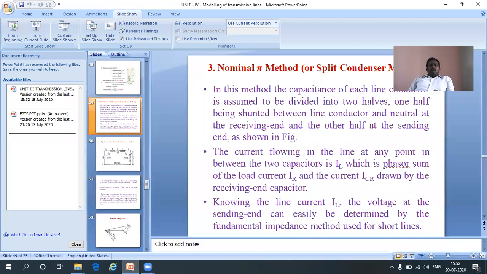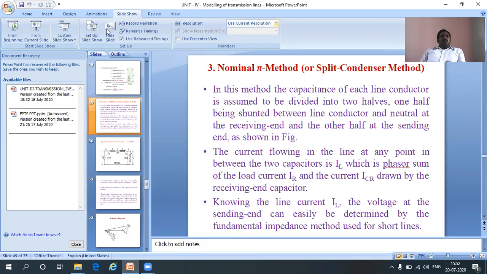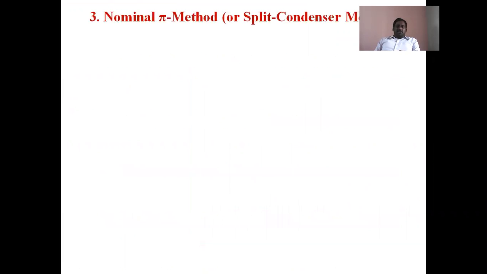So after completion of nominal T method, we will go for nominal pi method to analyze the performance of medium transmission line. In the nominal T method, we connected the capacitor or condenser at the middle of the transmission line. In the nominal pi method, the condenser is split into two halves. One half is placed at the sending end and another half is placed at the receiving end. This type of split capacitor method is called the nominal pi method.